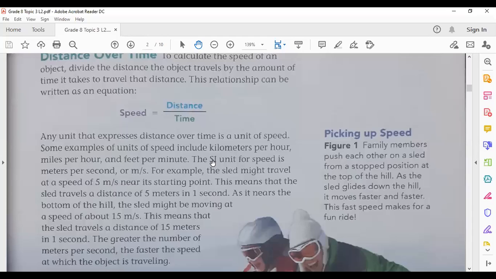But the SI unit, or in science, the International System of Units, the international system of units for speed is meters per second. This is the most common unit of speed, meters per second. Okay.